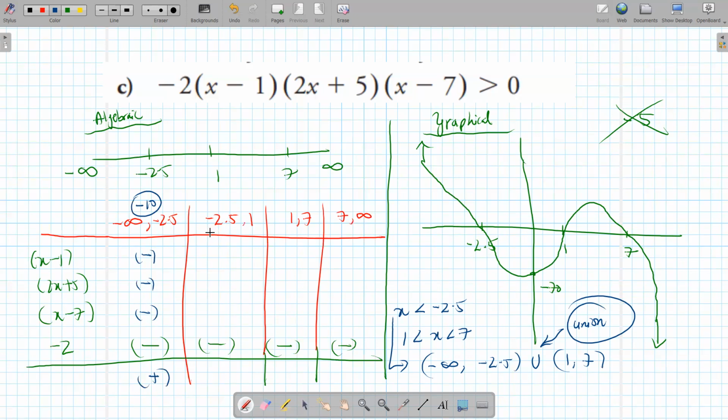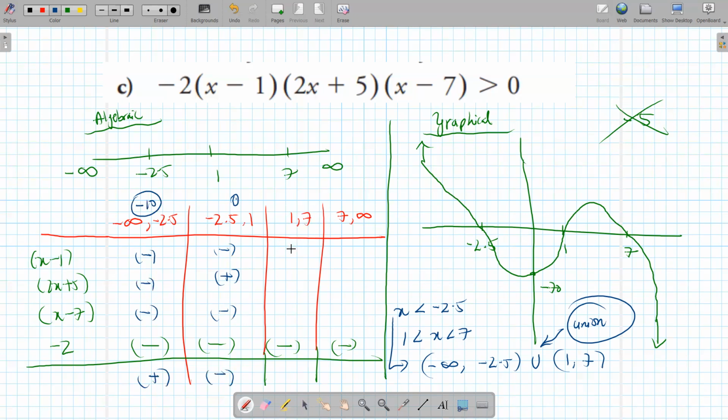Pick a number between negative 2.5 and 1. Negative 1. Pick 0, 0 is way easier. You could pick negative 1, that's not wrong, but if you pick 0, you can just ignore the x's. This is negative because of the negative 1, this is positive because of the positive 5, and this is negative. So we have triple negatives and a positive. What does that make? Negative. Yes.